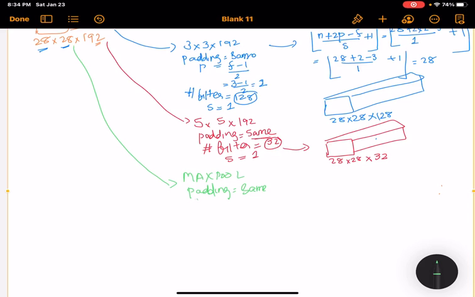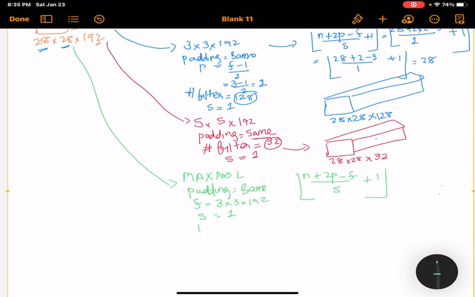And here I will use a filter size or a window size of 3 cross 3. And of course 3 cross 3 means 3 cross 3 cross 192. And I will use a stride of 1. So that means my output would be (n plus 2p minus f) by s plus 1.